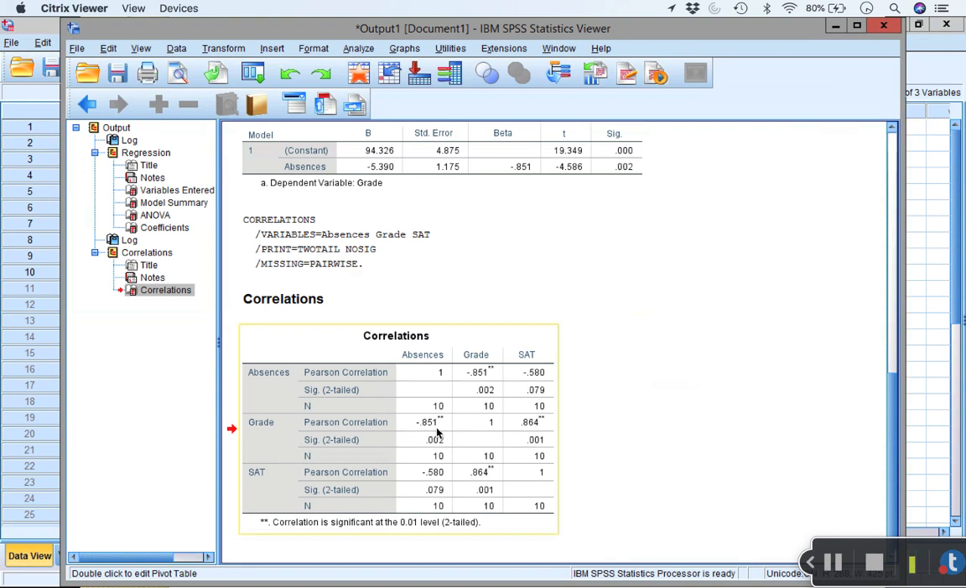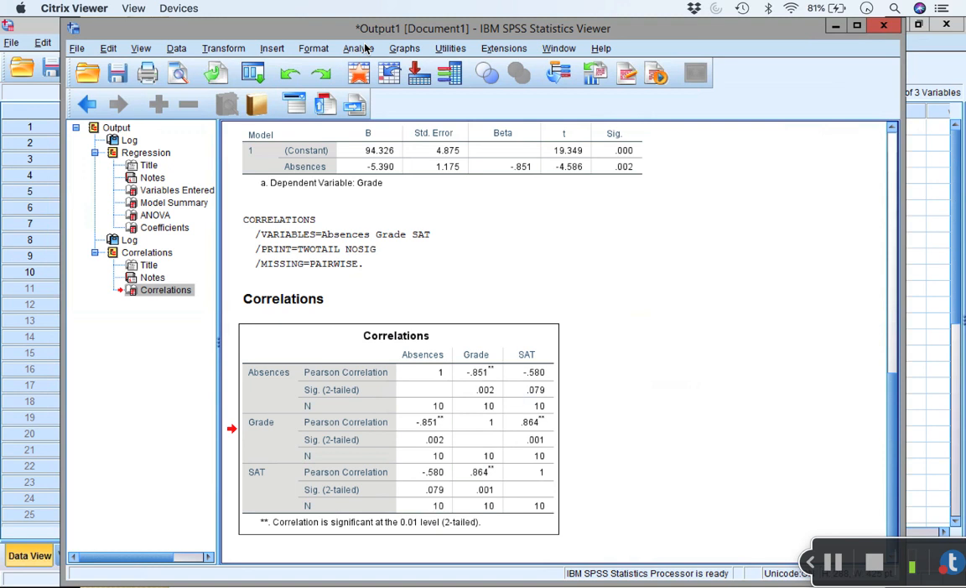But if we go down and look at the grade row, we see that grade is correlated with absences. Again, that's redundant info. Grade is correlated with itself, and grade is also correlated with SAT at 0.864. And again, that's less than 0.05 on the significance. So this is a good example of how we want both of these IVs, absences and SAT, to both be related to grade, which they are, but we don't want them to be too correlated with each other. And you can see here they're not quite reaching a significant correlation with one another.